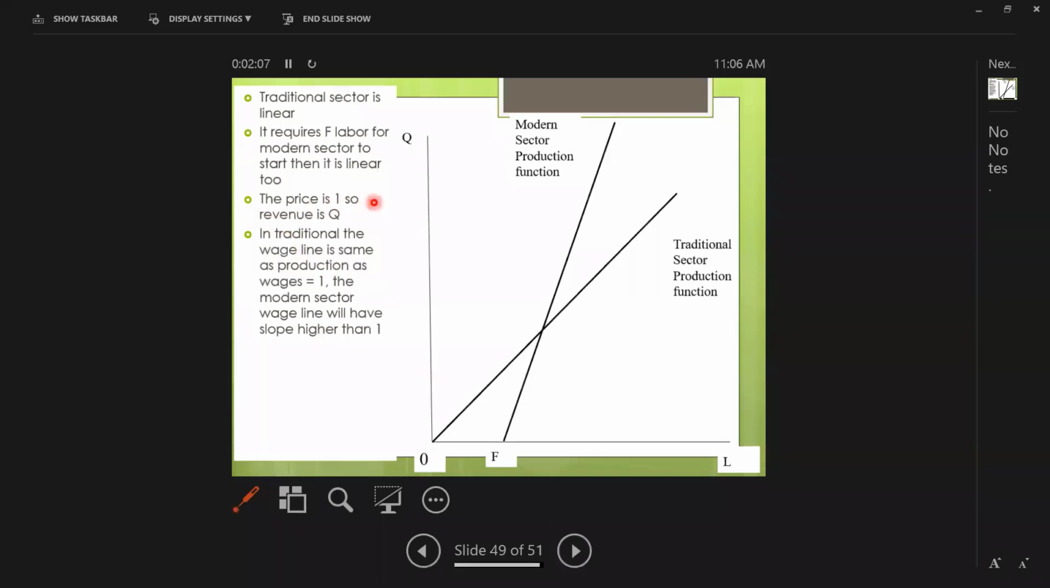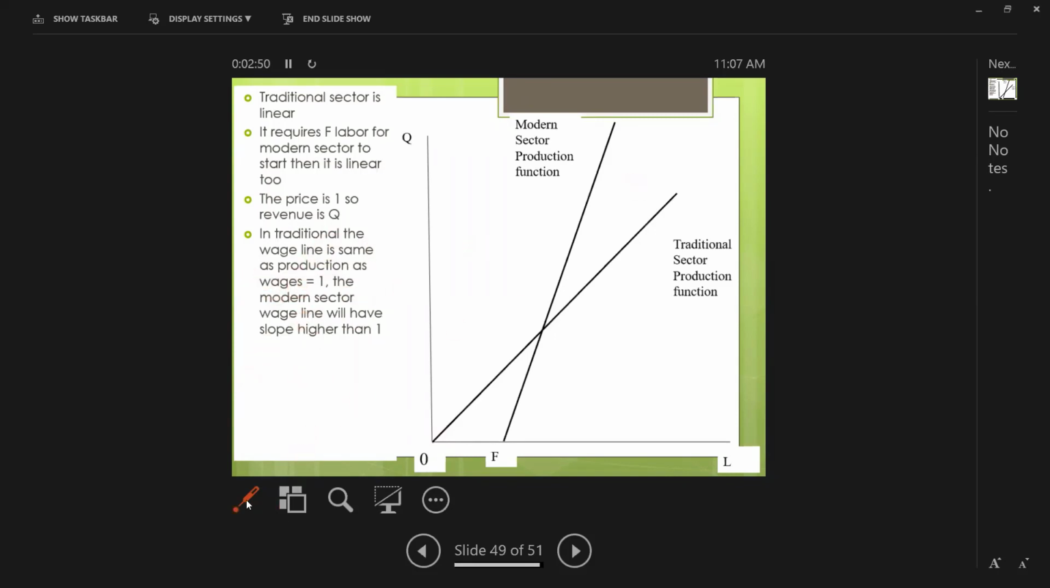So assuming that price is 1 and revenue is Q, the revenue formula is P into Q. Assuming that the price is 1, we normalize it to 1, so the revenue of the firm is Q. So in the traditional sector, the wage line is the same as the production line. We already discussed it. They are producing 1 unit per 1 unit time, and their wage is one currency unit per unit time. So this production function line is also the wage line for the traditional sector. So this line is the supply curve and also a wage determination curve.